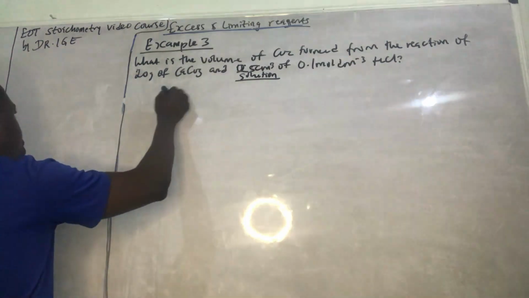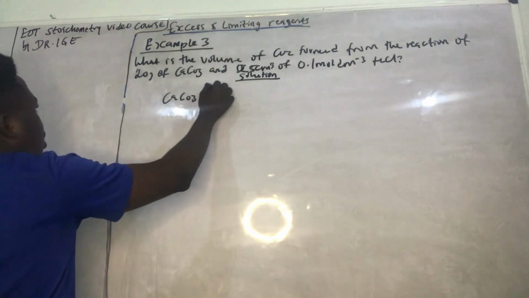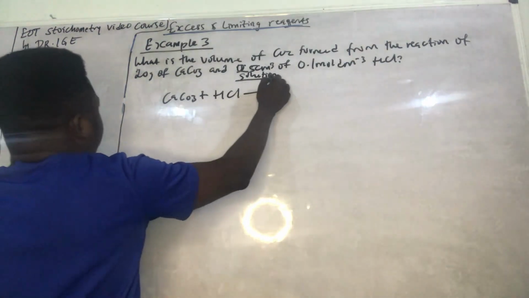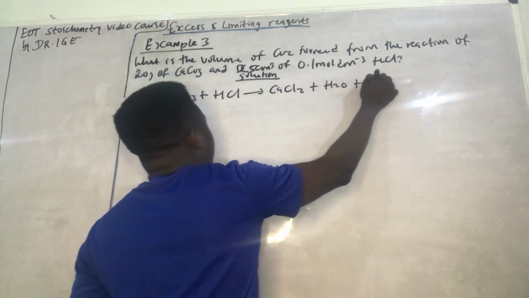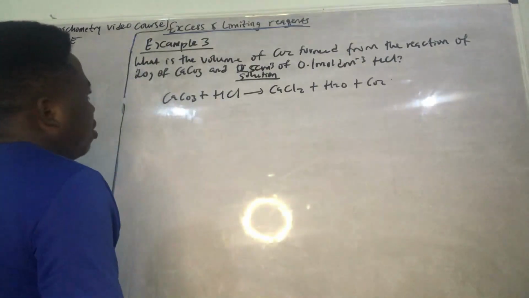Now the first thing is to bring out the equation. You already know these equations by now. CaCO3 plus HCl is equal to CaCl2 plus H2O plus CO2. And I believe everything is balanced.